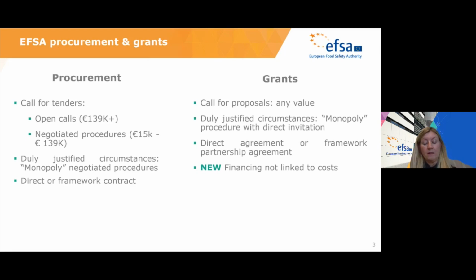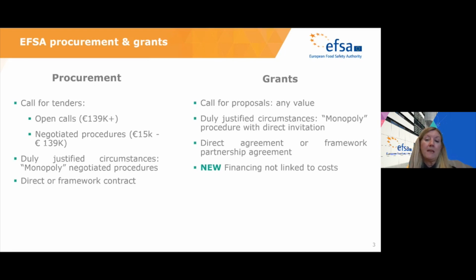Now, this form of funding actually foresees that those who are awarded these grants can make a profit, and also it does not impose the principle of co-financing. So it could be that the beneficiary who receives the grant is not required to contribute financially to that project. So the amount of the grant that would be paid at the end is linked actually to the deliverable which is provided. It's not actually linked to the cost of producing that deliverable.